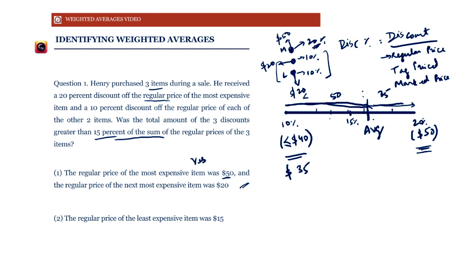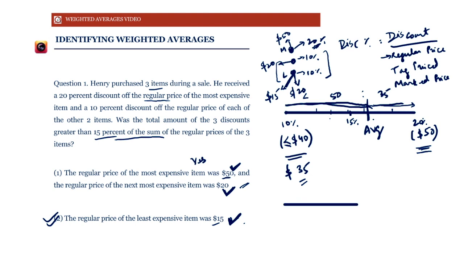Great. Let's look at statement two now. The regular price of the least expensive item was $15. So now it is saying that the lowest price was $15. Actually, then the total price of the two cheapest items was $35. But please do remember that over here in statement two, we are not given that the most expensive item was $50 and the next was $20, right? These two figures are not available to us when we are discussing statement two. We need to erase them out of our mind. And now we have the only thing available.